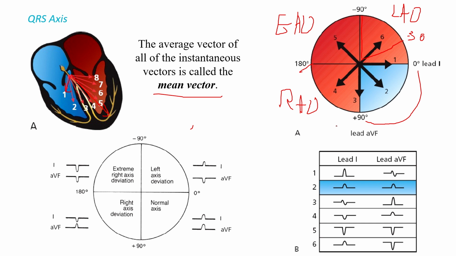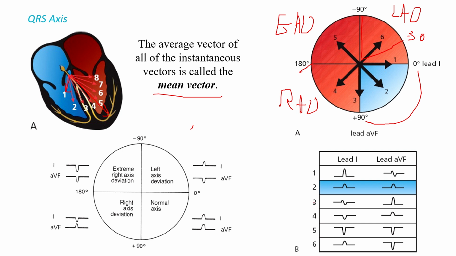And for this we need two leads. Take lead 1 and take lead aVF. Why don't you take chest leads? Can you guess it? The main reason is we said chest leads, they do not give axis. They are on a horizontal side. Only the frontal leads give axis. That's why we use lead 1 and aVF.